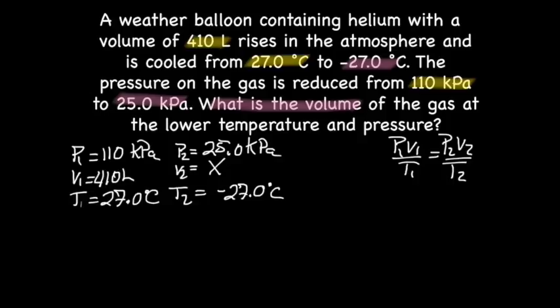Okay. So the first thing we have to do before we even plug this stuff in is figure out our temperatures in Kelvin, which, remember, you take your Celsius temperature and add 273 to get Kelvin. And I got 300 K for T1 and 246 K for T2.